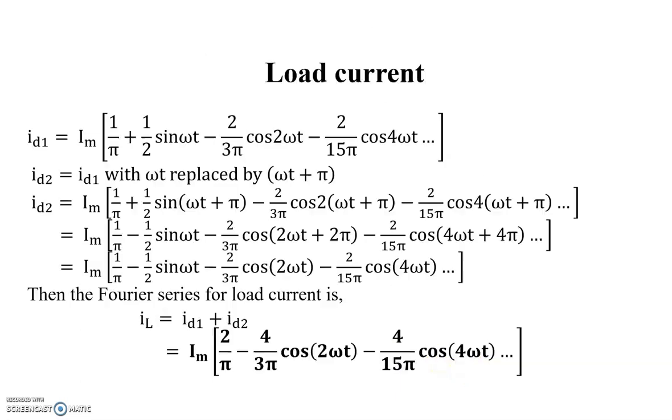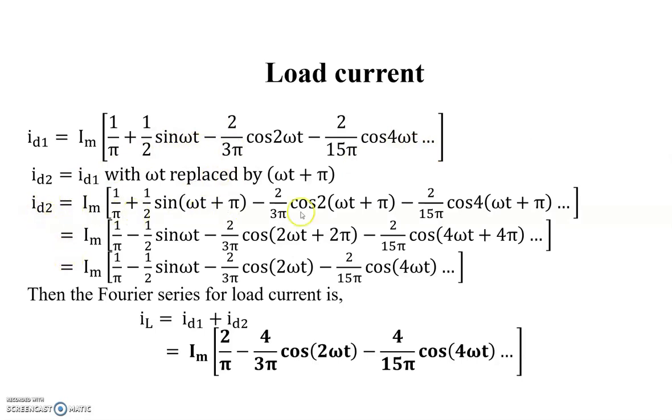Next we will move on to the load current. What is the load current? Load current is the sum of ID1 plus ID2. ID1 is nothing but Im into 1 by pi plus 1 by 2 sin omega t minus 2 by 3 pi cos 2 omega t minus 2 by 15 pi cos 4 omega t and so on. Then you replace omega t with omega t plus pi, and you obtain the value of ID2.